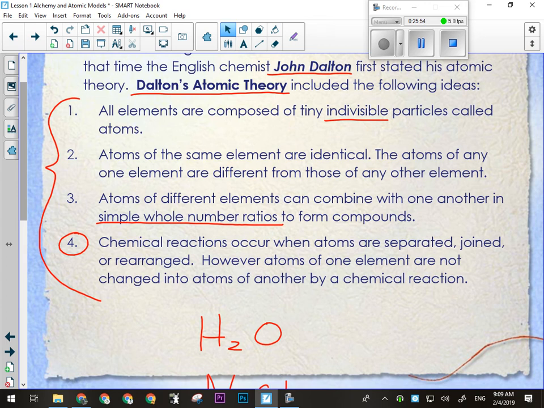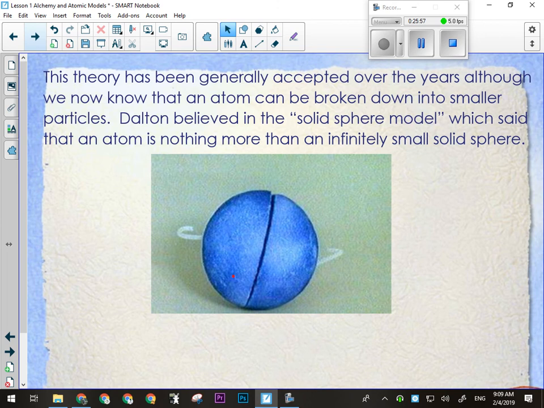So for the first little while, this is what everybody thought the atom looked like. We called it Dalton's solid sphere model. So the first model of the atom was the solid sphere. And because we didn't understand exactly what happened in a chemical reaction in terms of the movement of electrons and things like that, this idea stayed for a very long time. People accepted it because there really wasn't anything to say that it was wrong.